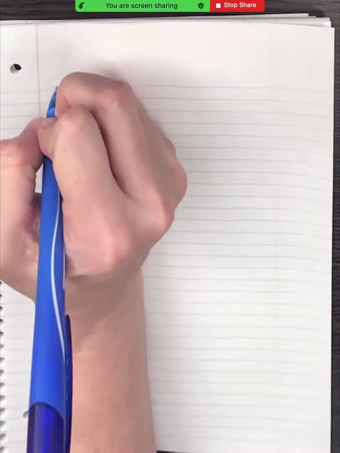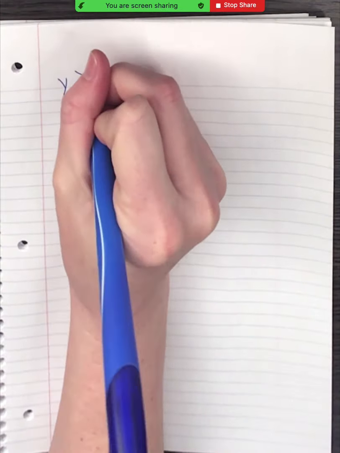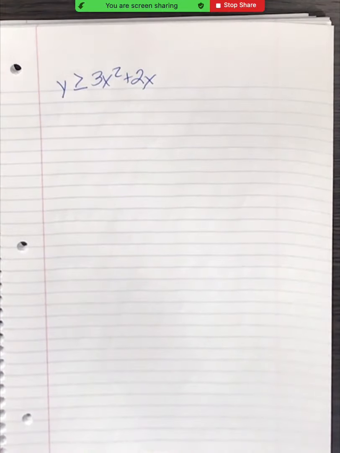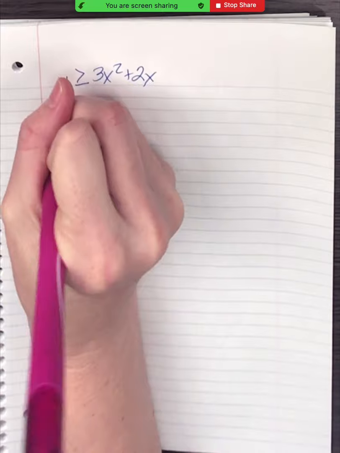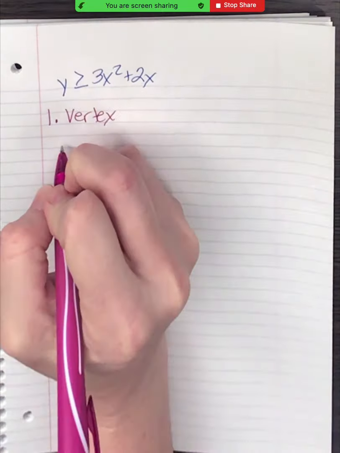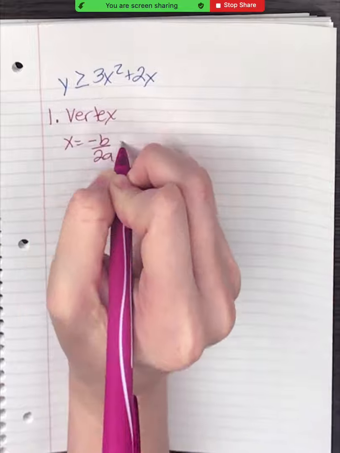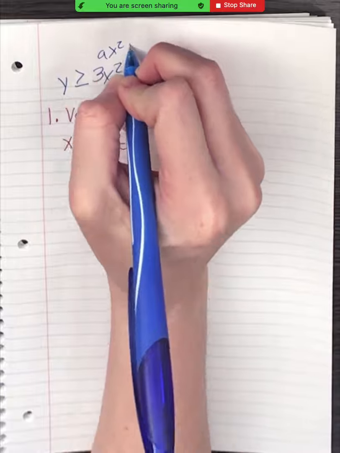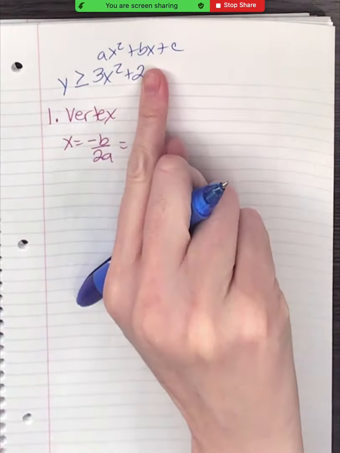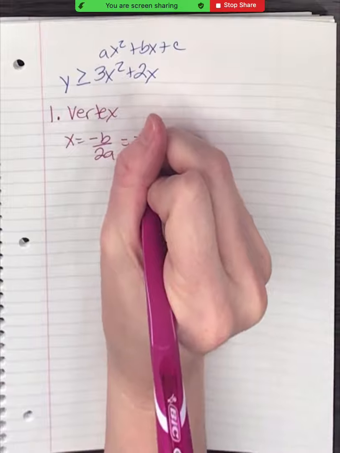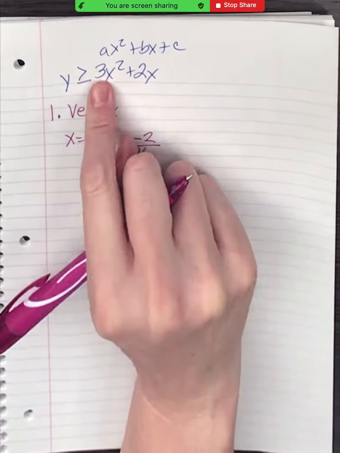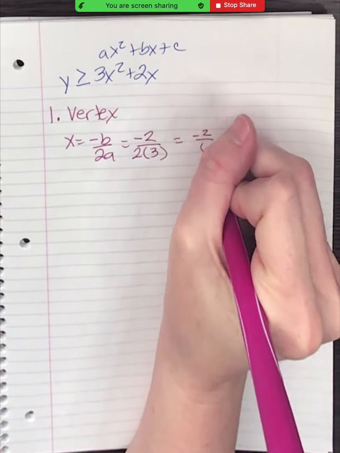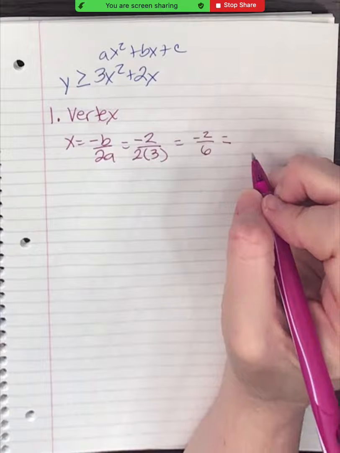So we're going to graph y is greater than or equal to 3x squared plus 2x. Okay? So again, the very first step is to find your vertex. So x is the opposite of b over 2a. Looking at standard form, ax squared plus bx plus c, the coefficient with x is b, so it's the opposite of 2 divided by 2 times the coefficient on x squared, which is a, so 3. So it's negative 2 over 6, or negative 1/3.